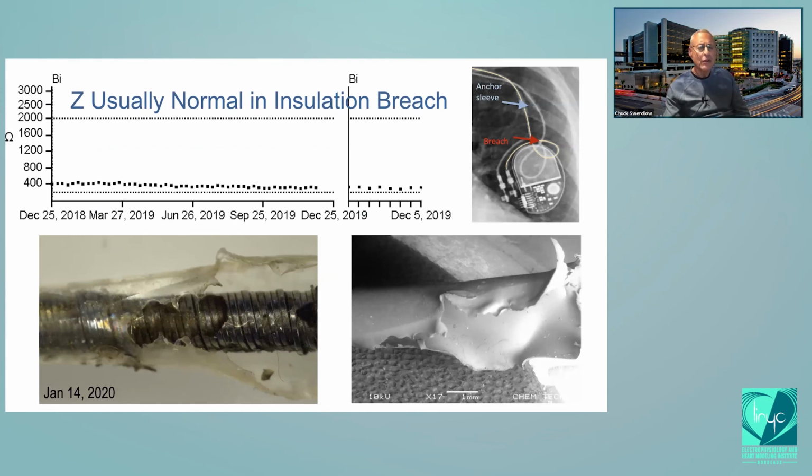Impedance is also usually normal when insulation is broken, and we can go through details of why these are. But here's an example of one of my leads for Mark and Sylvain and Pierre. This is a tendril lead, right? And we've seen a lot of insulation get broke on those, and the impedance trend is completely normal.